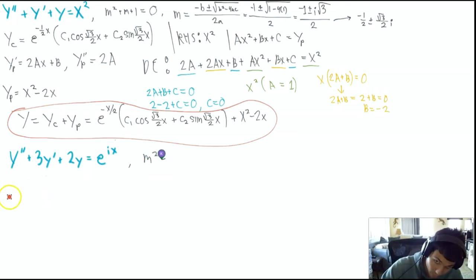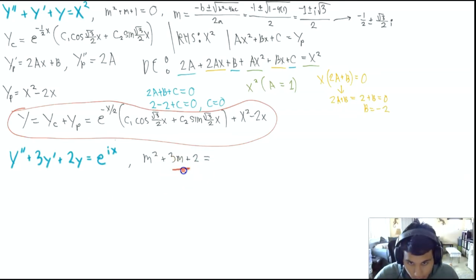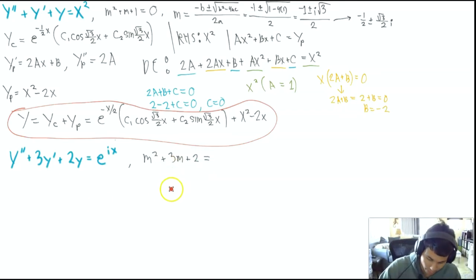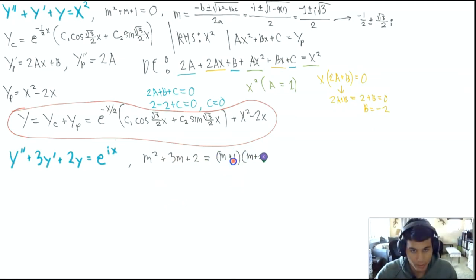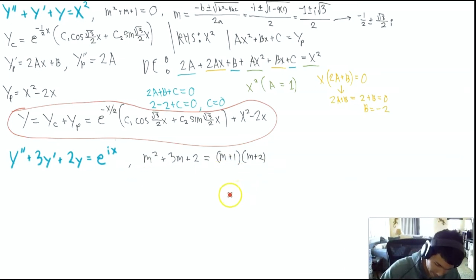m squared plus 3m plus 2. We think about what can make this combination here. Well, if we write m plus 1 times m plus 2, 1 times 2 is 2. m times 1 plus m times 2 is 3m, and m times m is m squared. Okay, so this is a good combination right here. This is our factorable pair. This is all equal to 0.